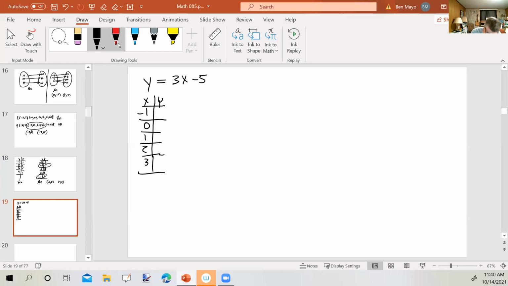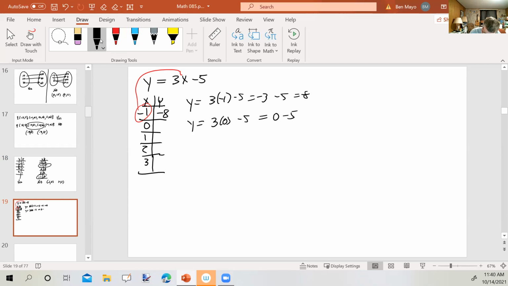Well, if x is -1, that would go right here, and we'd have y = 3 times -1 minus 5, which is -3 minus 5, or -8. If x is 0, we'd have y = 3 times 0 minus 5, which is 0 minus 5 or negative 5.